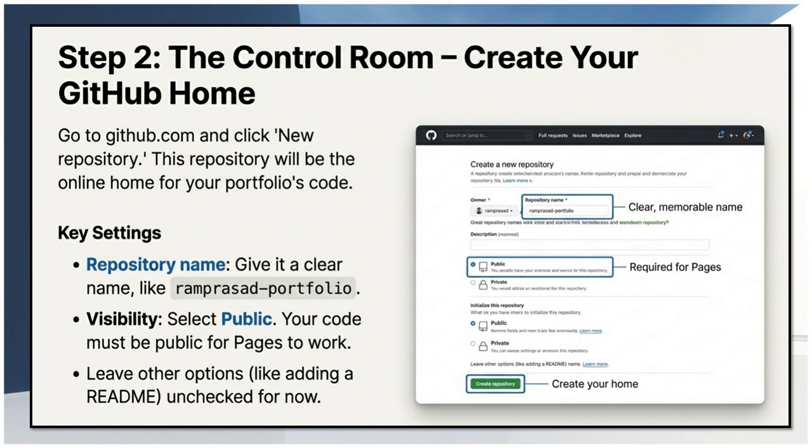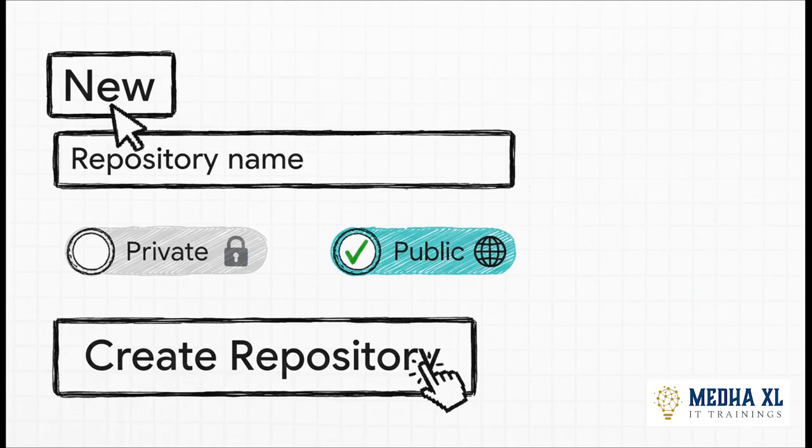So, go to your GitHub account and click that big green New button. Give your repo a simple name, something like My Portfolio. Now, this is key. Make sure you select Public. GitHub Pages needs the repo to be public to work. You can ignore all the other options for now. Just click that Create Repository button.